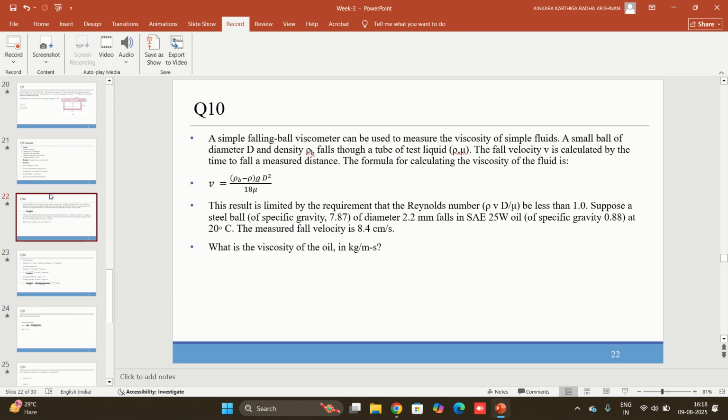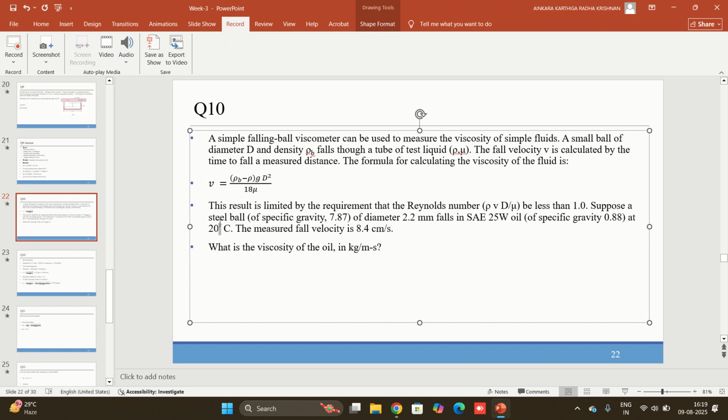Okay. Rho v d by mu will be less than 1. Suppose a steel ball of specific gravity 7.87 of diameter 2.2 mm falls in SAE 25W oil of specific gravity 0.88 at 20 degrees Celsius. The measured fall velocity is 8.4 centimeter per second. What is the viscosity of the oil in kg per meter second?